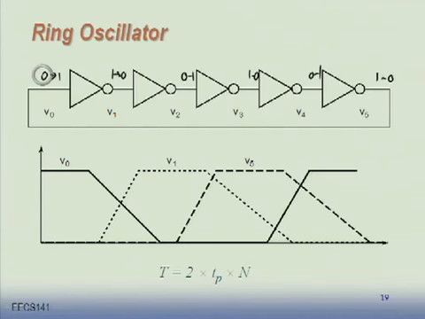How many propagation delays? It's going to go through this inverter: low to high, high to low, low to high, high to low, low to high, high to low, low to high. If there are 5 of these gates, we'll go 5 times through low to high and 5 times through high to low transitions, until it gets back to the first value. The period of this ring oscillator is going to be equal to 2 times the average propagation delay times the number of stages.